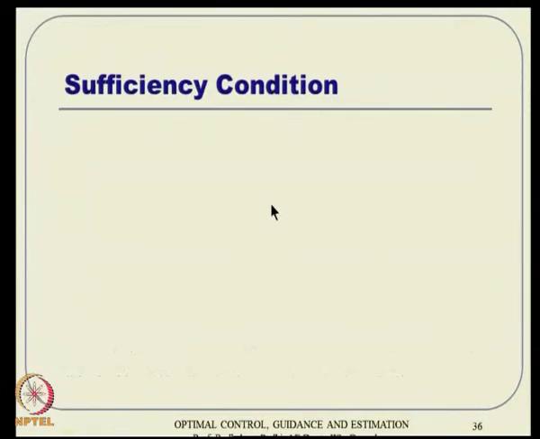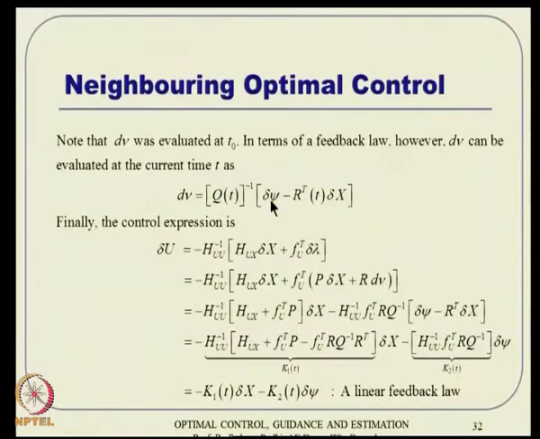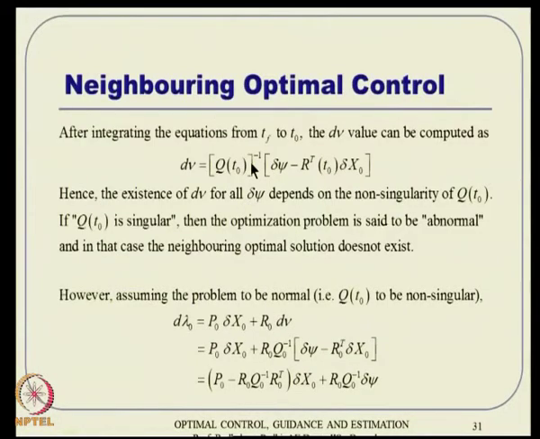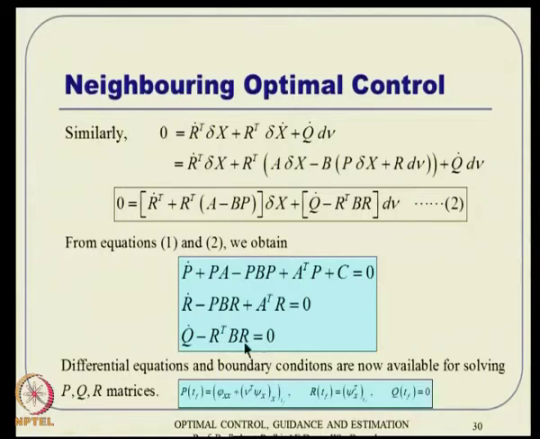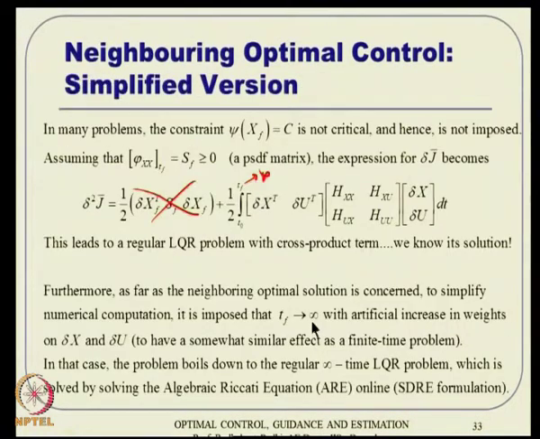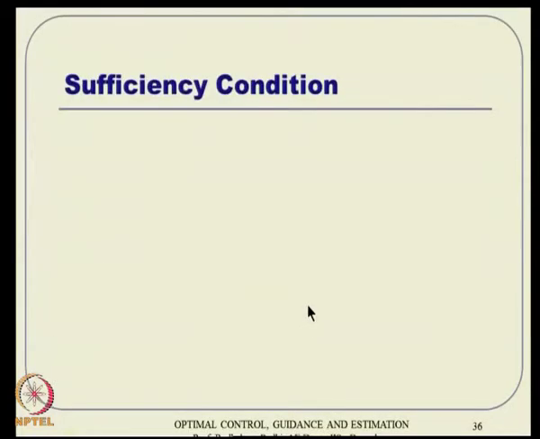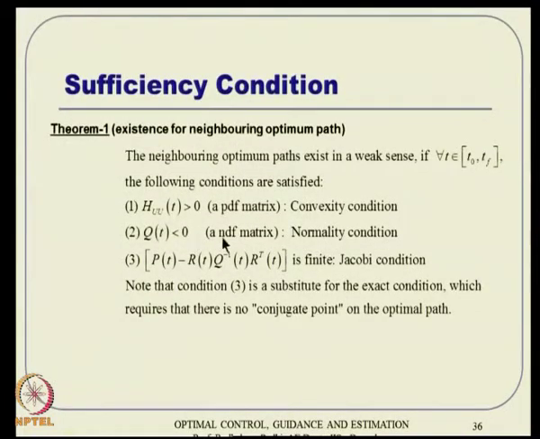And this Q, remember, is not the design Q. We have actually come up with the Q inverse and all. So, Q dot, the solution of this final condition and this differential equation, whatever turns out, that is Q of t actually. And that Q of t has to be a negative definite matrix. That is called the normality condition.